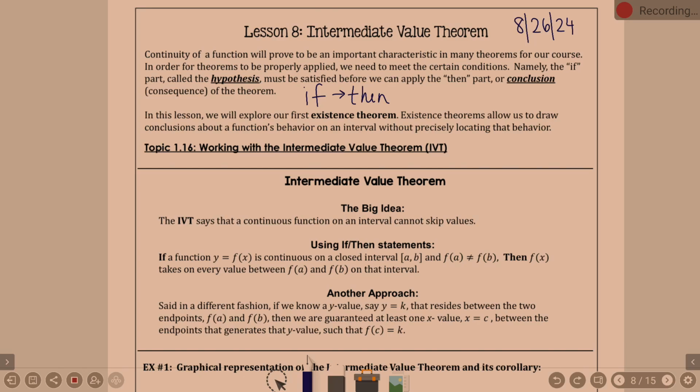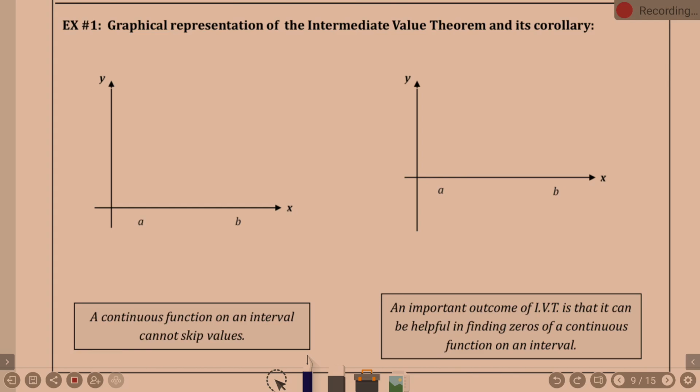I think the easiest thing here, let's try and look at a few graphical representations. I know my words only make so much sense. I get it. The picture should hopefully help a little bit. So, graphical representation of the intermediate value theorem and its corollary. So the first part, a continuous function on an interval cannot skip values.